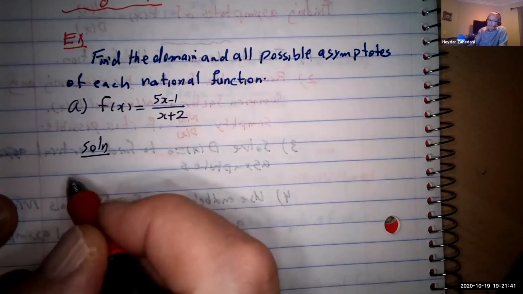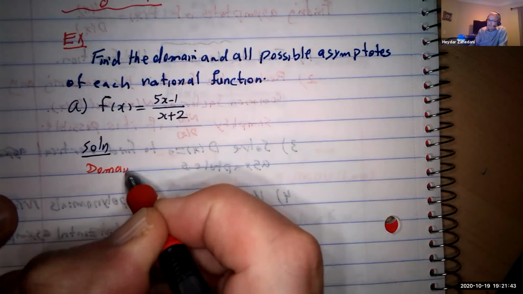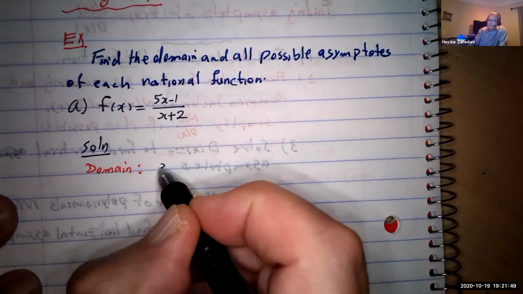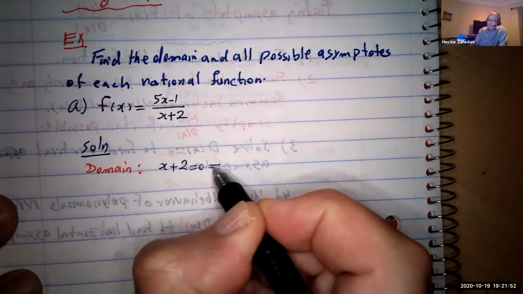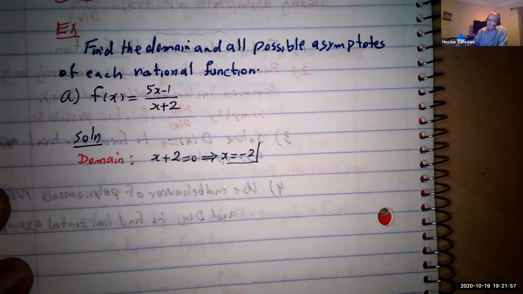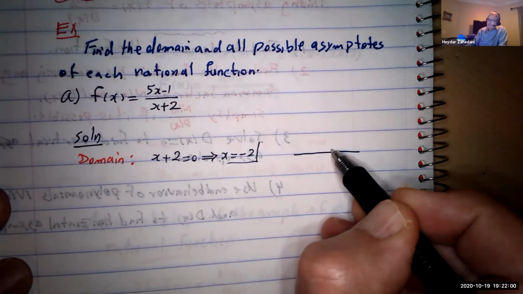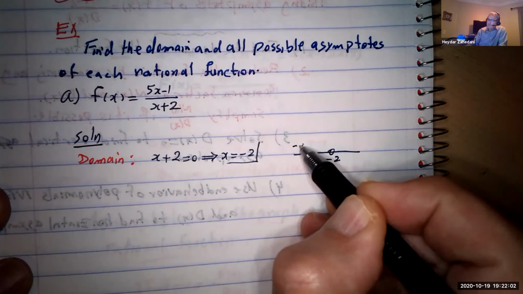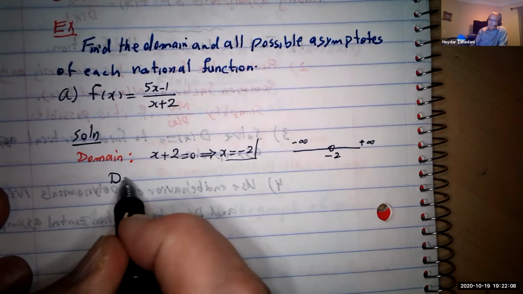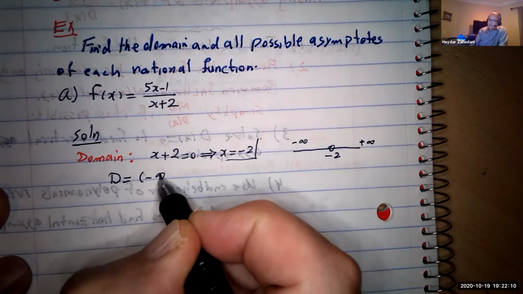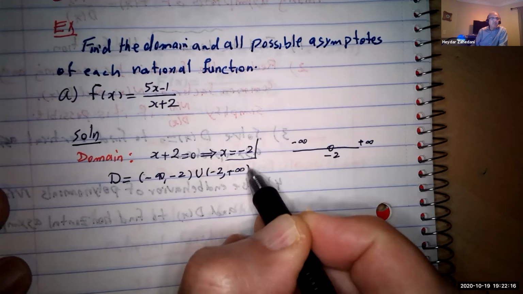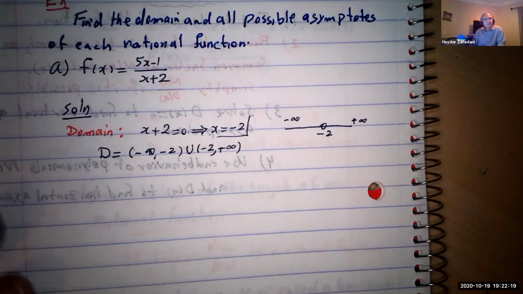So, solution, domain first. The denominator equal to 0: x plus 2 equal to 0. That gives you x equal to negative 2. So everything except negative 2. Remember we did before? You pull out the negative 2 from negative infinity to positive infinity. So the domain is negative infinity up to negative 2, union negative 2 to positive infinity. That's the domain. Any question?